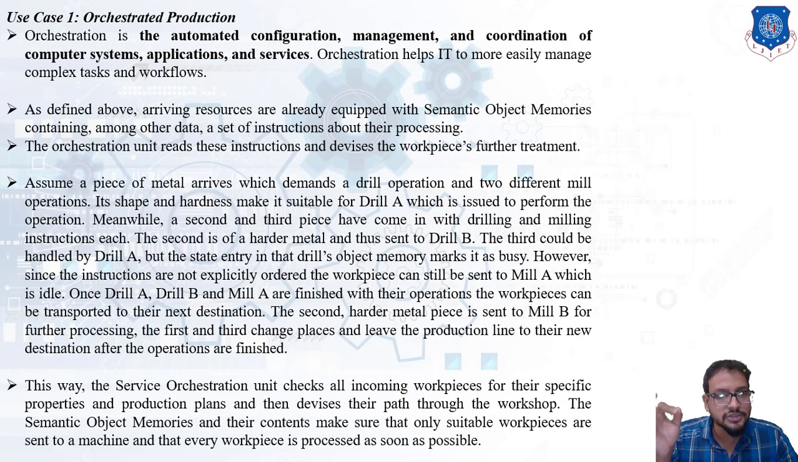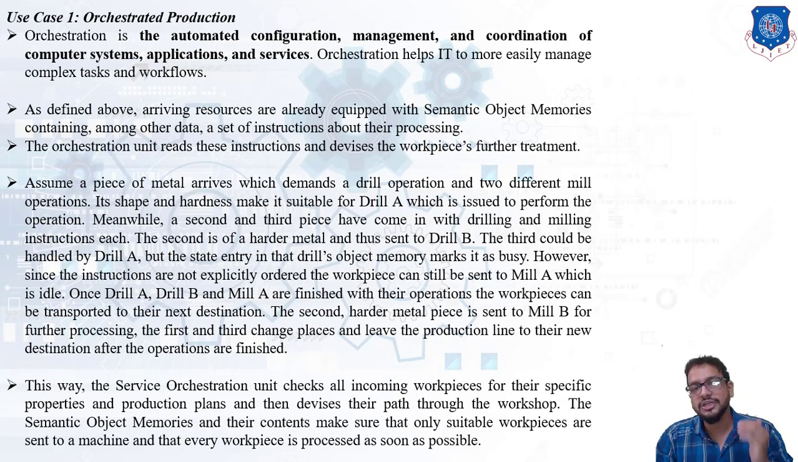Now the third workpiece could be handled by drilling machine A, but at that moment drilling machine A is performing an operation on workpiece number 1. So the digital object memory will mark drilling machine A as busy. However, since the instructions are not explicitly ordered, the workpiece can still be sent to milling machine A. Why? Because all the drilling machines are busy, we can do a gear cutting operation, and milling machine A is idle. So we can send that workpiece directly to milling machine A.